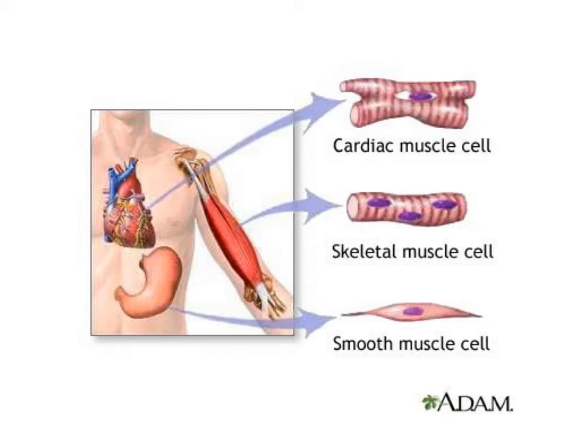Okay, so here's a comparison of the location as well as the structure. Cardiac muscle: striations, one nucleus per cell, found in the heart. Skeletal muscle: lots of nuclei, striations, found in skeletal muscles. And then smooth muscle: no striations, one nucleus, and found in the digestive tract and blood vessels. So these are the three. This is the one that you should be able to identify visually again.